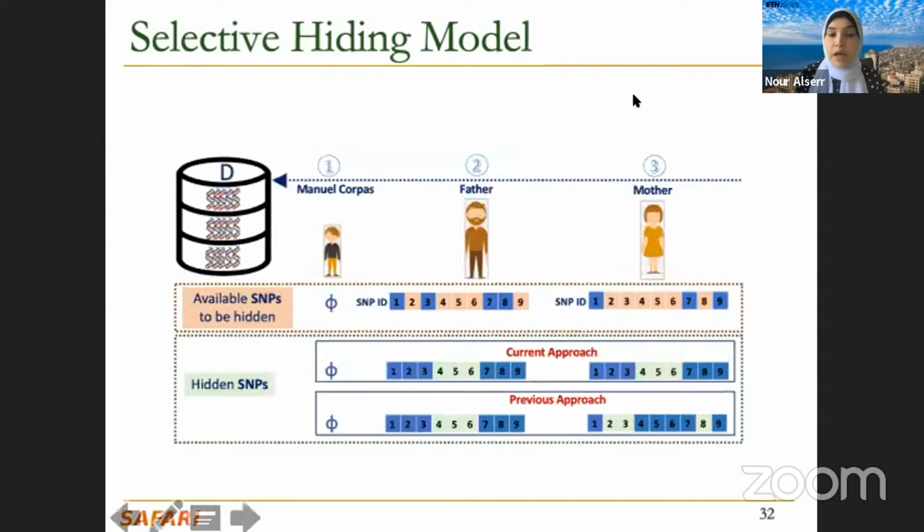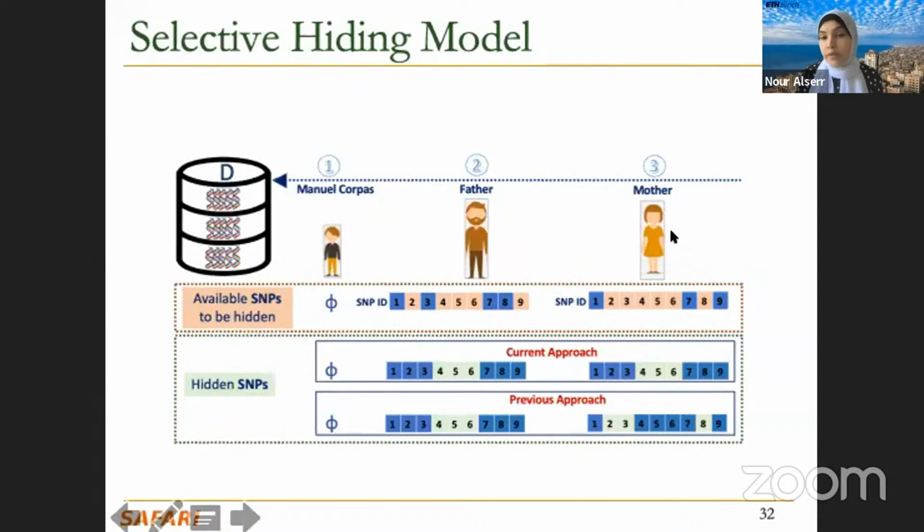How do we selectively hide? Imagine that we have the Manuel Corpas family data. When the son, Manuel Corpas, joins the data, it's fine for us. He is joining, so there is no need to hide. But when his father, for example, joins, then we try to find what are the sensitive places, what are the available SNPs to be hidden. So we try to collect all of these available SNPs. Now we choose from these sensitive SNPs some of them to be hidden. This is our current approach.